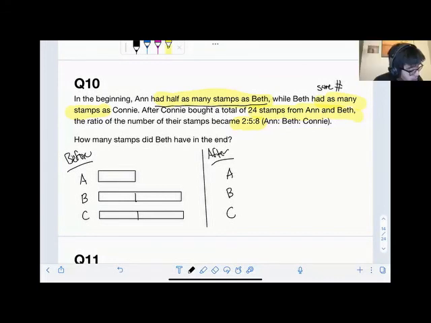Okay. And then after naman tayo. So okay na yung first sentence. After Connie bought a total of 24 stamps from Anne and Beth. Mahirap to, no? Kasi hindi natin alam ilan yung nanggaling kay Ann, ilan yung nanggaling kay Beth. Alam lang natin na 24 stamps all in all yung binili niya kay Ann at saka kay Beth. So we skip it first and we model yung 2:5:8.